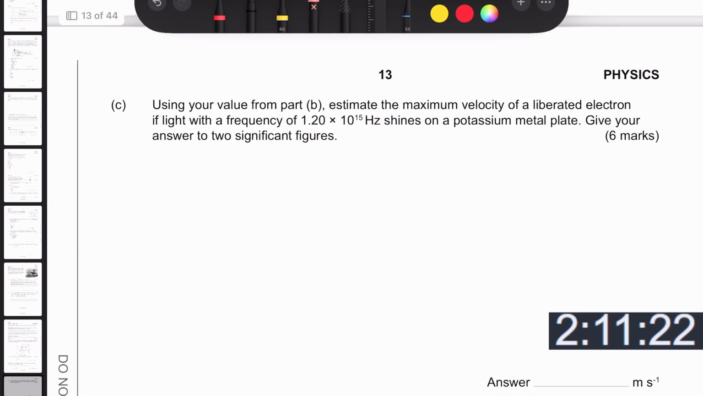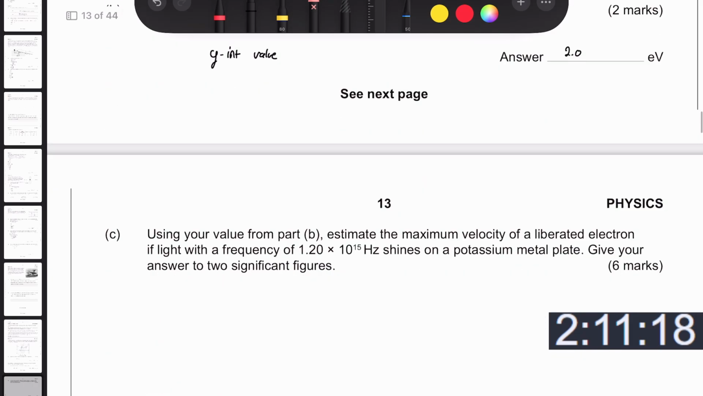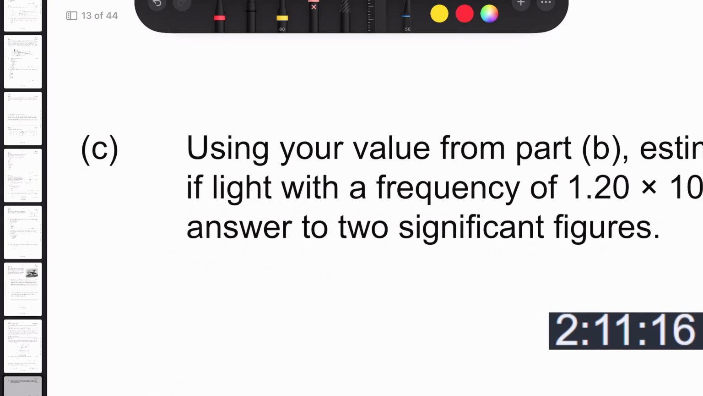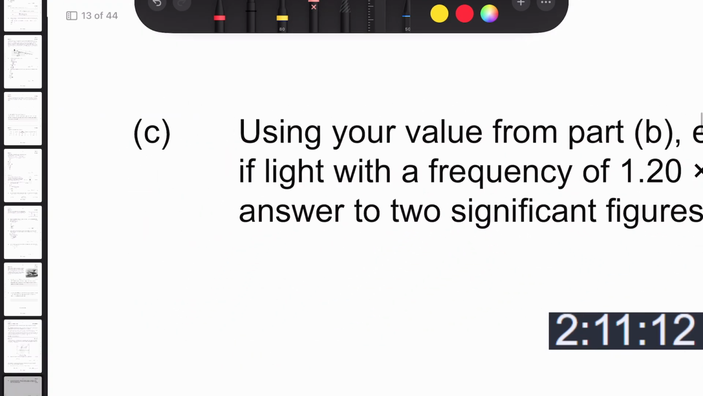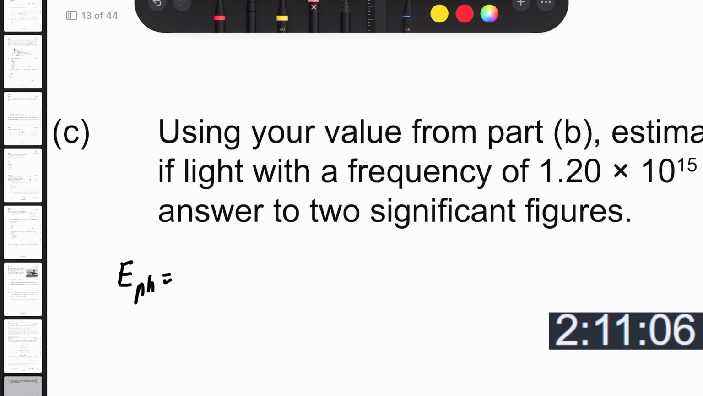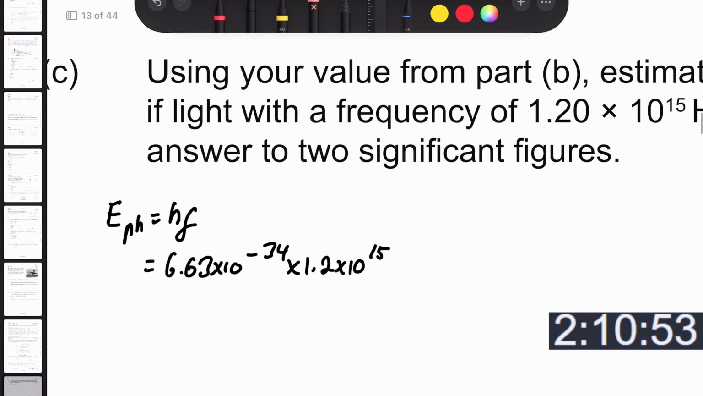Shines on a potassium metal plate. So then E equals, so value from part B, so you want me to use that one. So then E of the photon is hf. So 6.63 times 10 to the negative 34 times 1.2 times 10 to the 15.